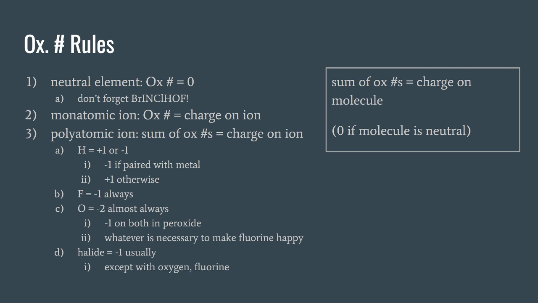Now, these you're pretty much just going to have to memorize. Hydrogen will have an oxidation number of either +1 or -1, depending on what it's bound to. If hydrogen is bound to a metal, then it's a metal hydride, and hydrogen has an oxidation number of -1. If it's bound to a nonmetal, then it'll have an oxidation number of +1.